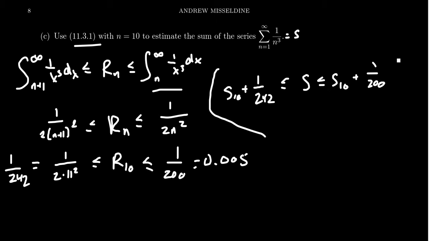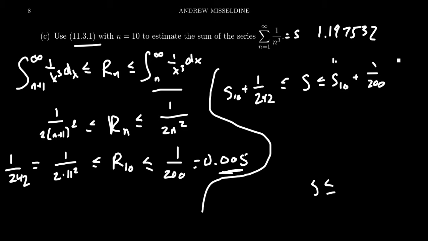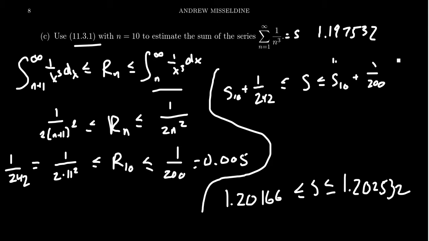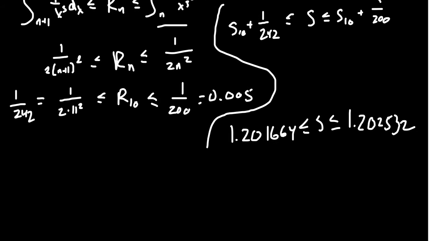By the previous calculation we did earlier, S sub 10 was 1.19757532. If you add that to 1 over 200, which is 0.005, you're going to end up with 1.202532. But on the other side, if you take 1.197532 and add 1 over 242 to it, you end up with 1.201664. So what we see here is that the series is bounded between these two numbers, 1.202532 and 1.201664. And so S sits between these two.